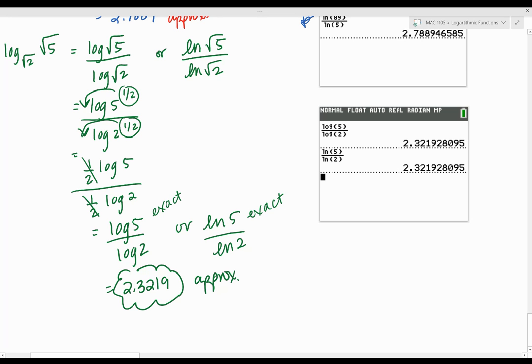Cool. So just be careful of what they're asking you for so that you give them the right version of the answer. And that's it for that section.